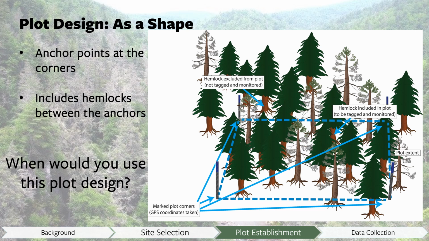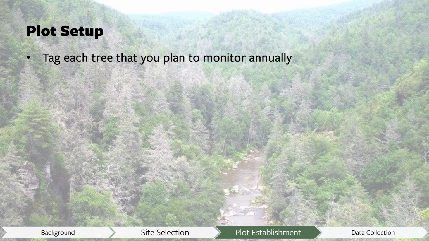So, okay, here we are. We've picked the general area, the site for our plots. We've established the boundaries of our plot. Now it's time to go through and set up that plot. Basically what that looks like is you're going to tag each tree that you plan to monitor annually. So each of those hopefully 40 trees.